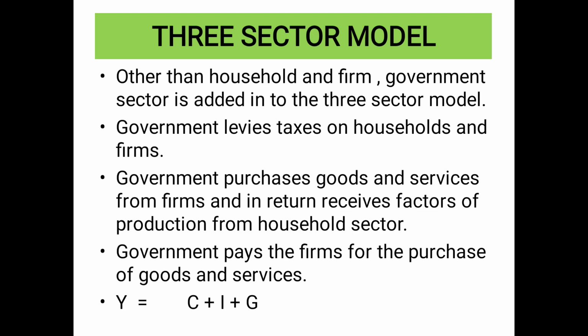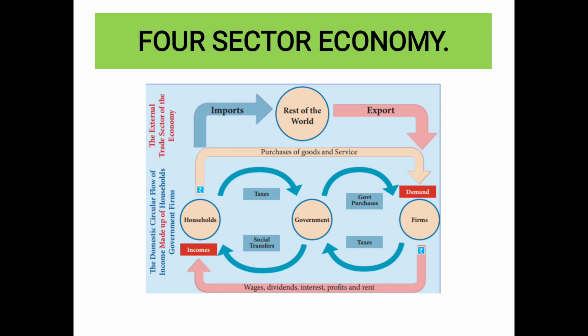Next we are seeing the four-sector model. The three-sector and four-sector models have only one difference. Can you see rest of the world? You have import as well as export over here. All the others are the same type of flow. Only rest of the world is the addition to the four-sector model, because we have to include exports and imports of our country. So this is added in the four-sector economy, but the other things are the same.